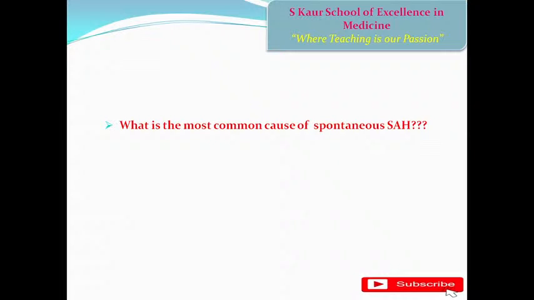So moving to the next question, most common cause of spontaneous SAH. There's a difference between the SAH and the spontaneous SAH. So for SAH, the most common cause is trauma, but spontaneous means sitting, suddenly a subarachnoid hemorrhage has occurred. That is called the spontaneous SAH. So what is the most common cause of spontaneous SAH?